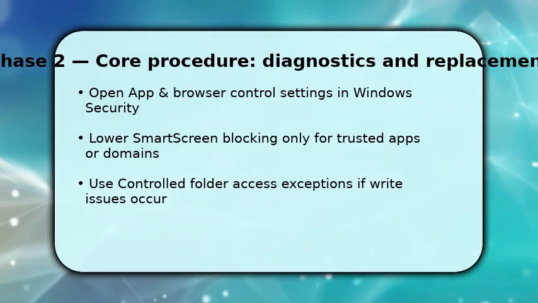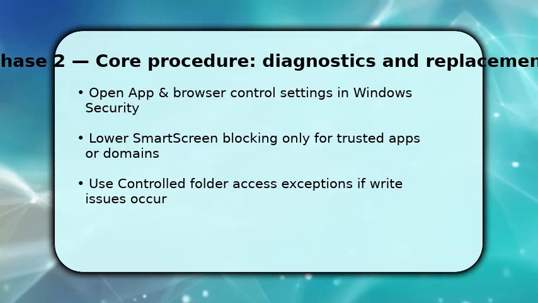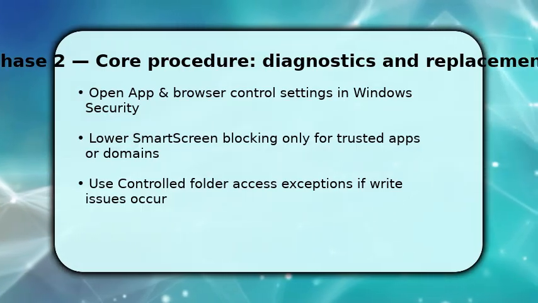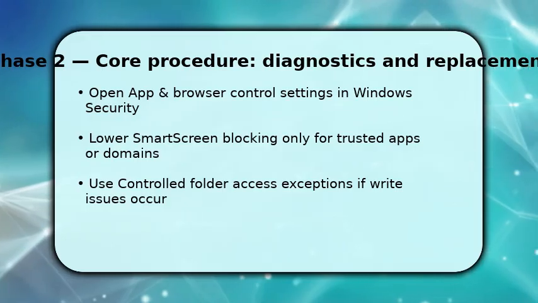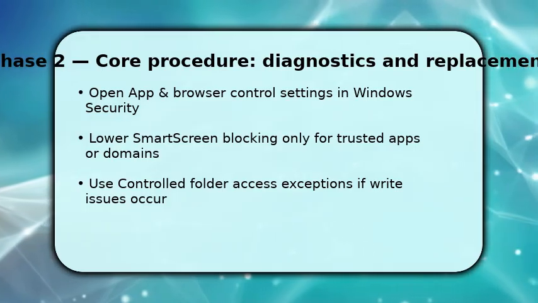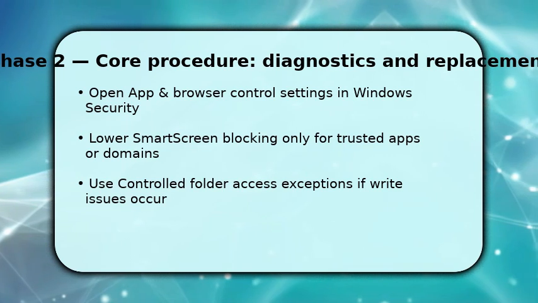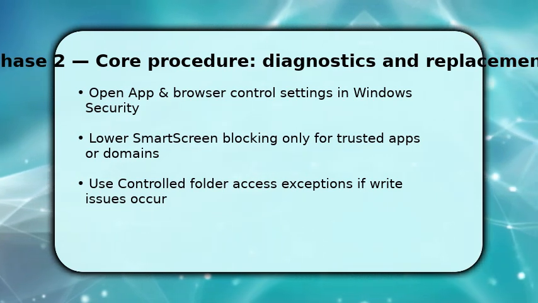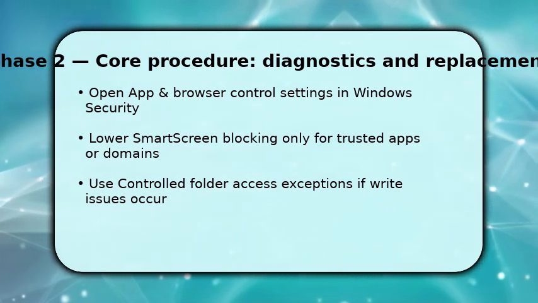Also configure controlled folder access exceptions if downloads are written to protected folders. Add the app that performs downloads rather than disabling the feature. Once done, test with a small known file to confirm the new behavior and watch Defender logs for related entries.